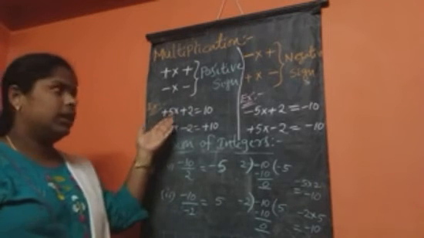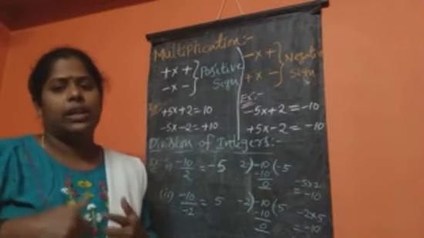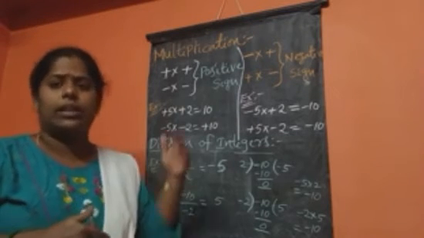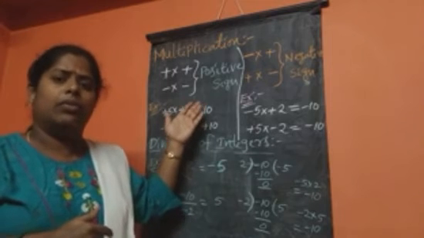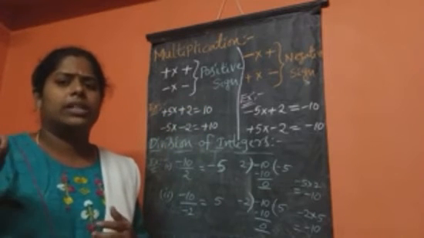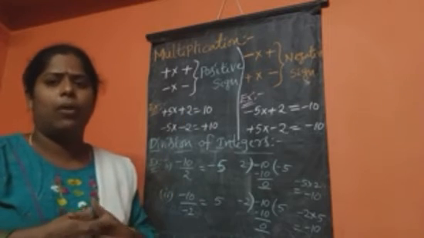That means multiplication is nothing but a repetition of addition. Whatever type of answer we get in addition, that type of answer we will get in multiplication also. So if we apply the addition property, we can easily get multiplication for integers.